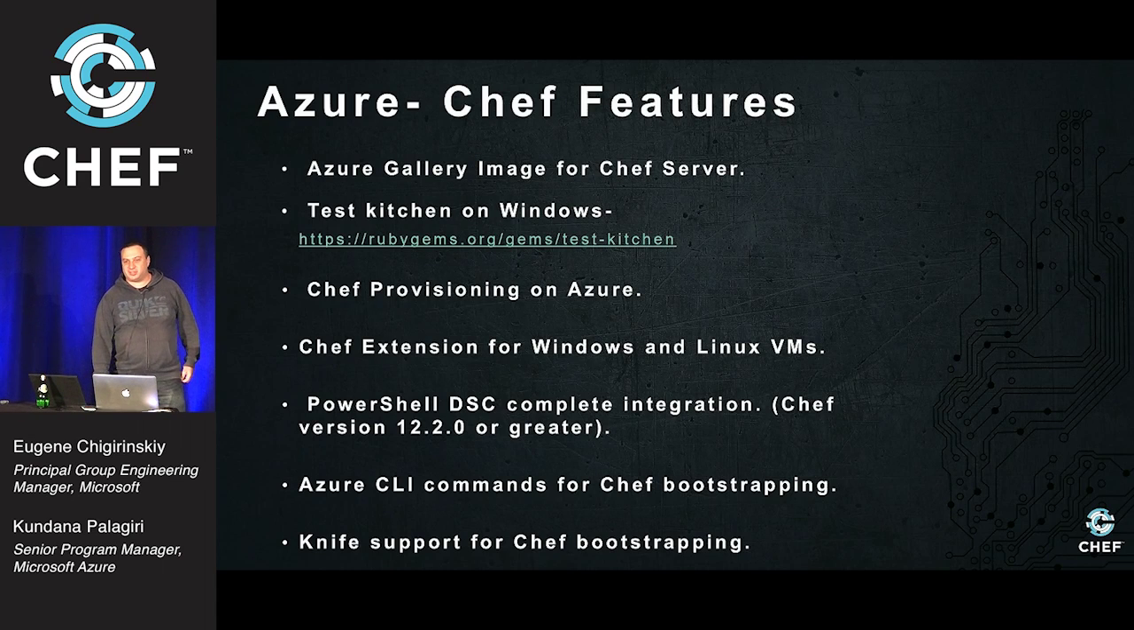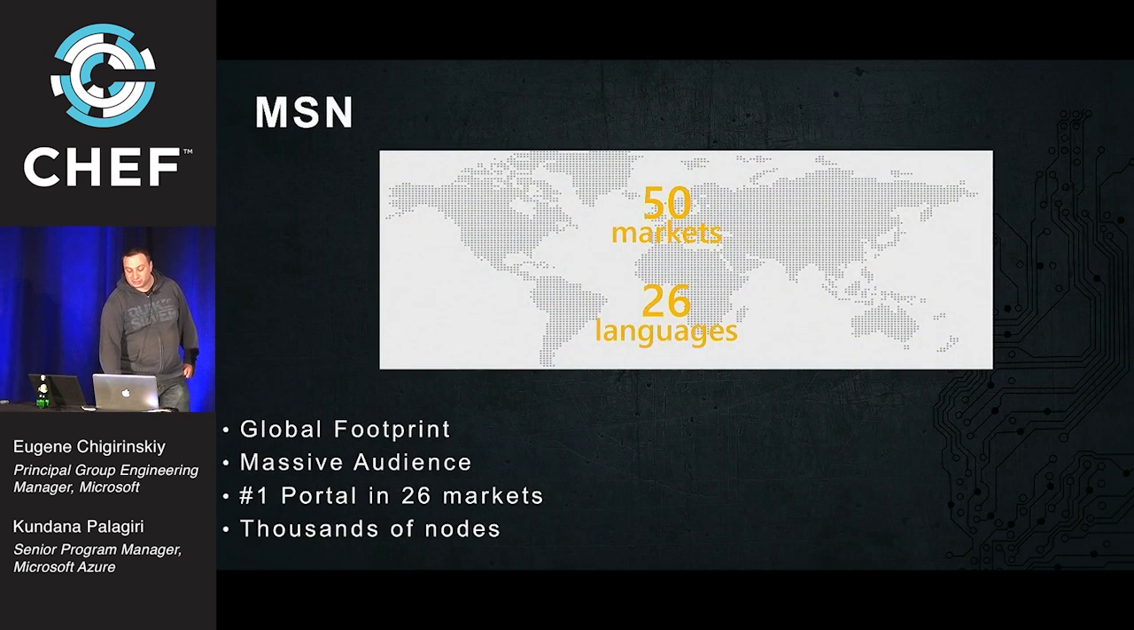So in MSN, you probably heard about a site called msn.com, some in a bad way, some in a good way. I'm not going to go into the content on msn.com, but it's very interesting to me to talk about how we do msn.com. MSN right now is in 50 markets, and this site exists in 26 languages. It has a global footprint and a massive audience. It's the number one portal in 26 markets in the world, and we manage thousands of nodes. All of that is 100% on Azure right now.